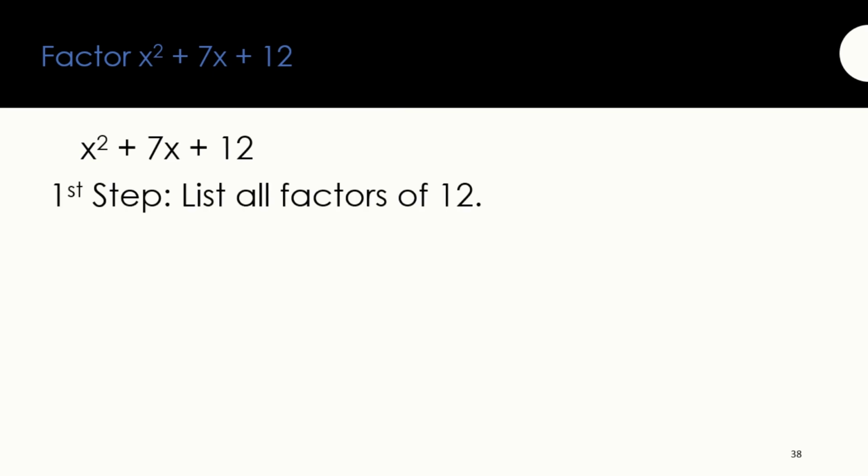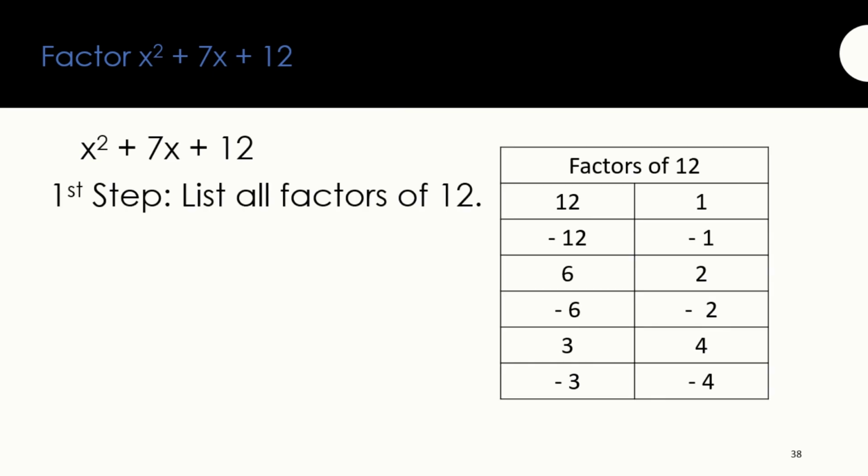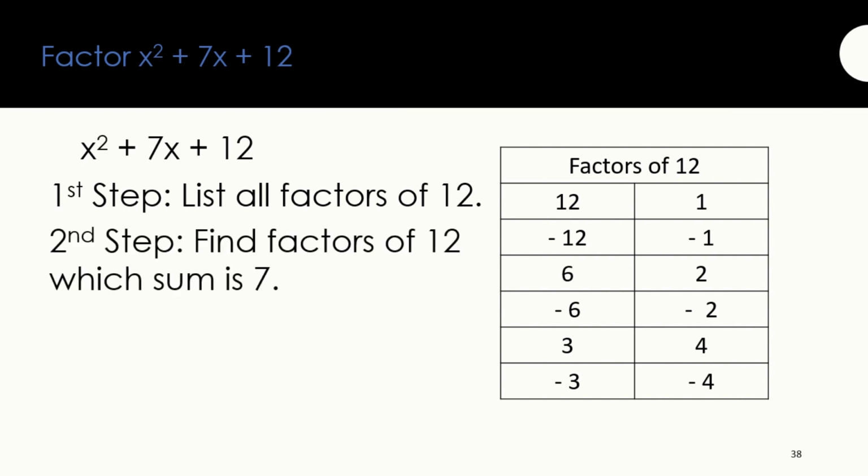First step is we will list all factors of 12. So 12 times 1 is equal to 12. Then we have here negative 12 times negative 1, 6 times 2, negative 6 times negative 2, 3 times 4, negative 3 times negative 4. So all of these, when we multiply each with its partner, the answer is positive 12. So we also consider the sign of our letter c, whether it is positive or negative.